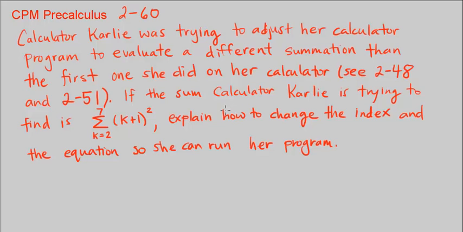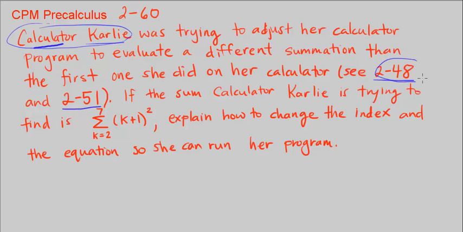This is CPM Precalculus, Chapter 2, Number 60. Calculator Carly, this is somebody's name, was trying to adjust her calculator program to evaluate a different summation than the first one she did on her calculator. She started, you can see, in number 248 and Chapter 2, number 51.